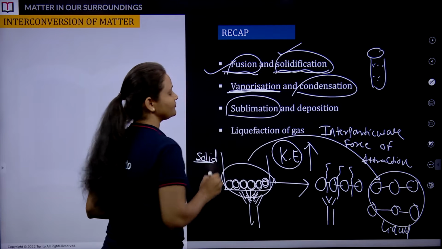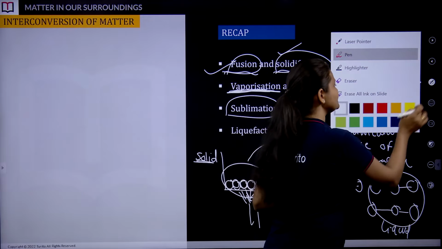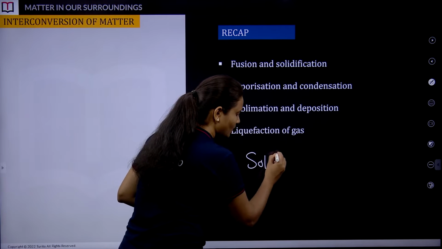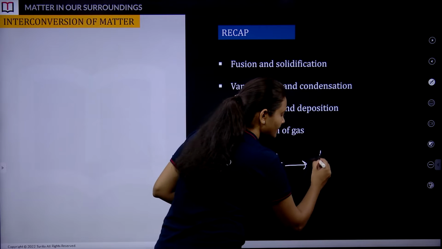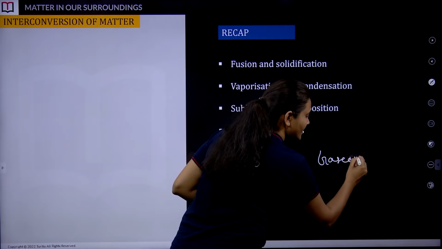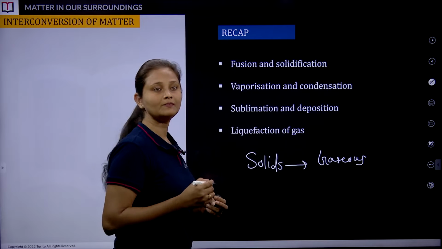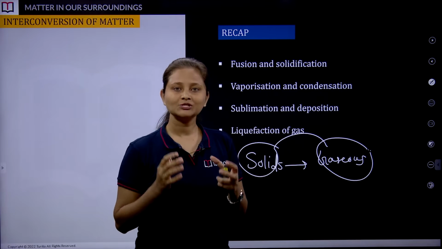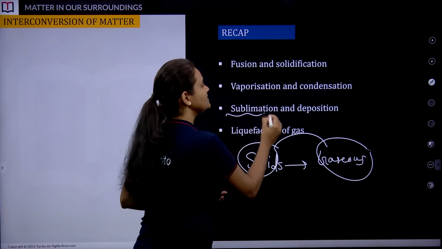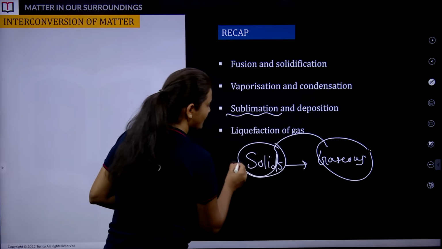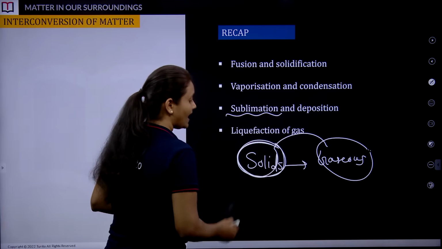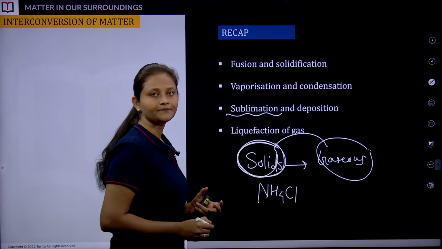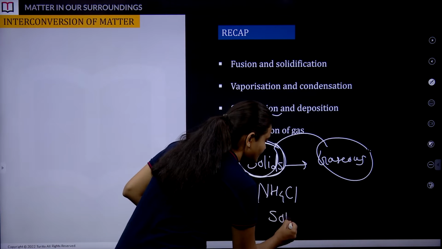We are having sublimation. There are some substances that can directly transform themselves from solids to what? Gaseous substances. There are some substances that can directly transform themselves from solids to gaseous substances. This phenomenon has a specific name, which is nothing but what? Sublimation. If I want to take an example, we have a substance called ammonium chloride. This is solid in state.